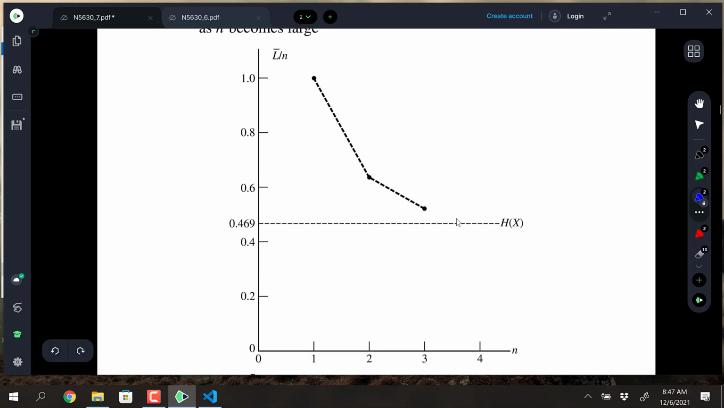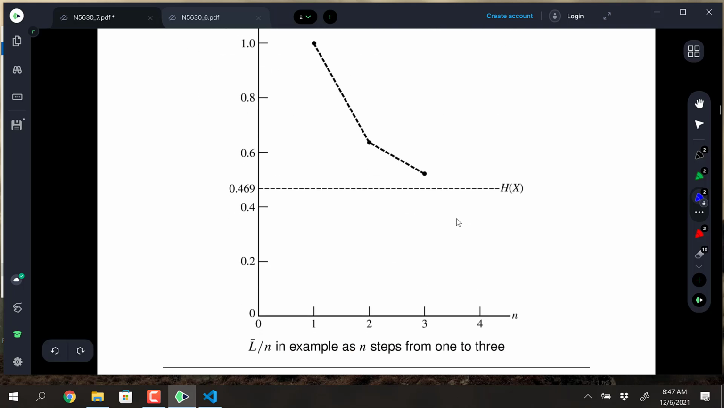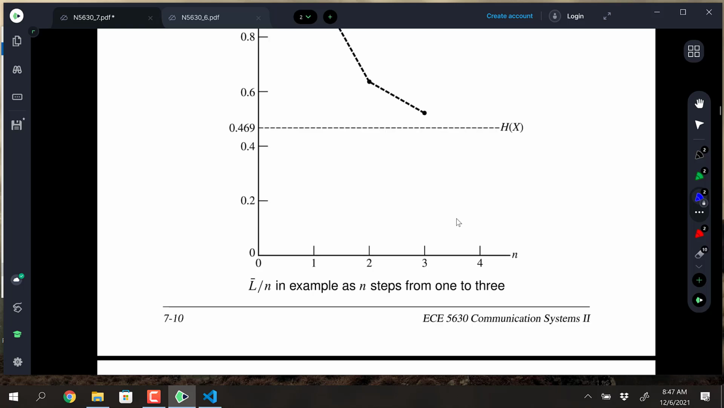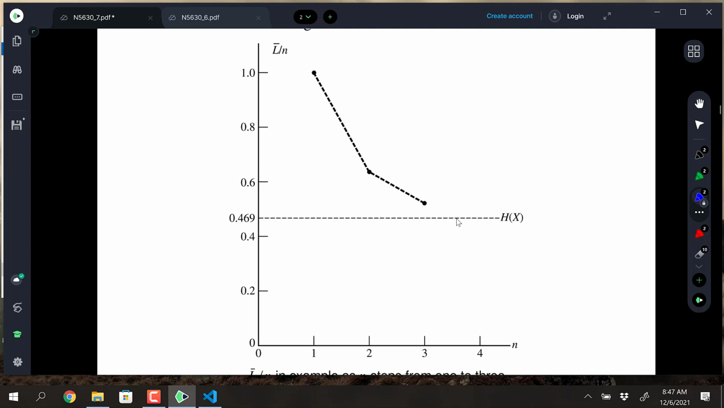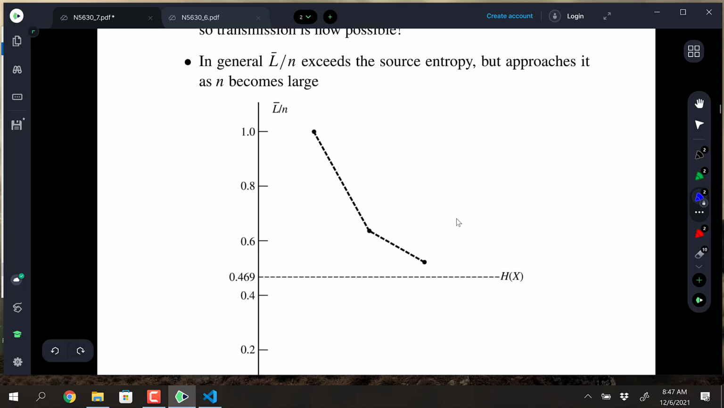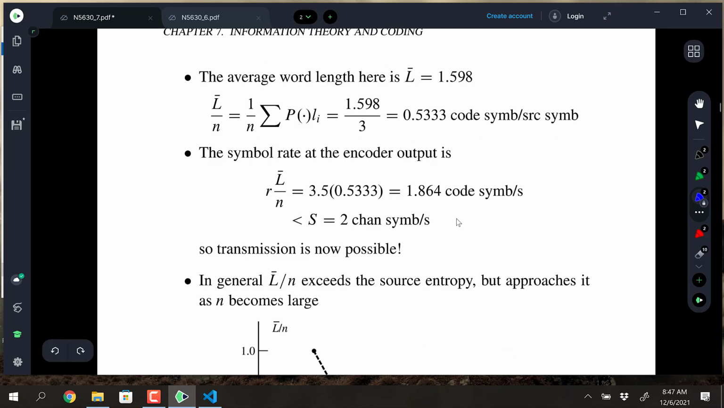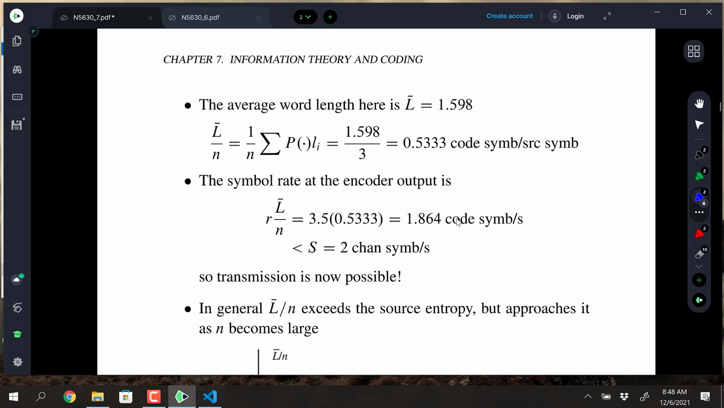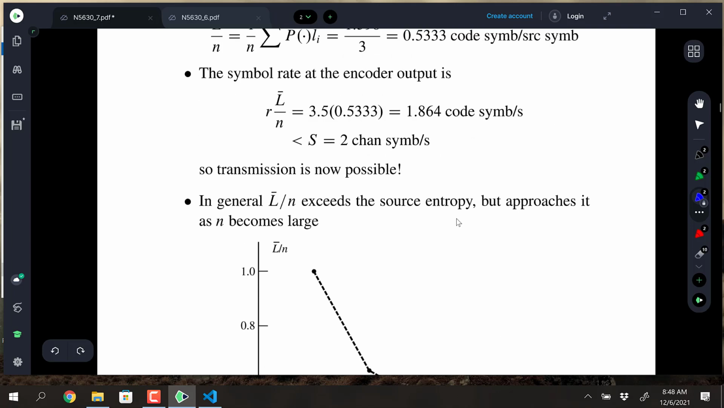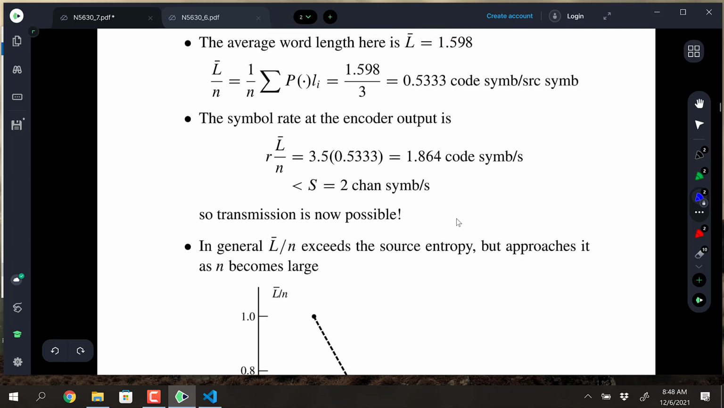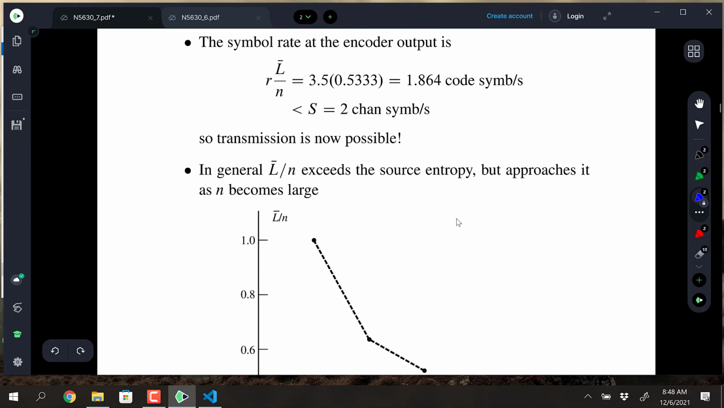this just shows you some variations on it as you step n from 1 to 3. So initially at 1, we had no reduction in bit rate, but then as we go up to level 3, we finally can get down to this, what is it? What's the value here? 0.5333 code symbols per source symbol as a result of this source extension.